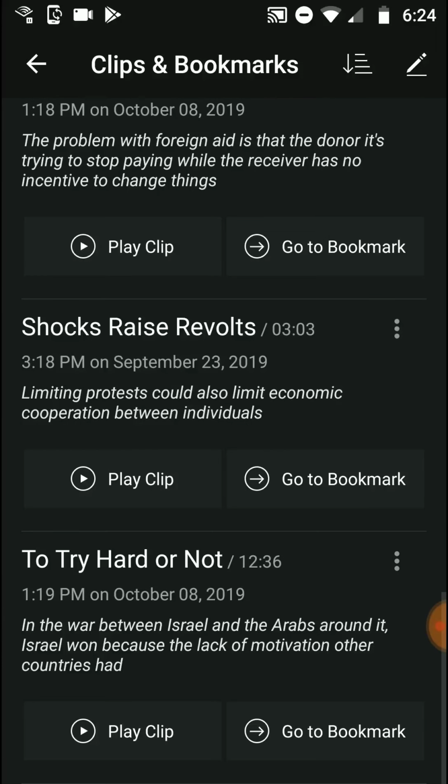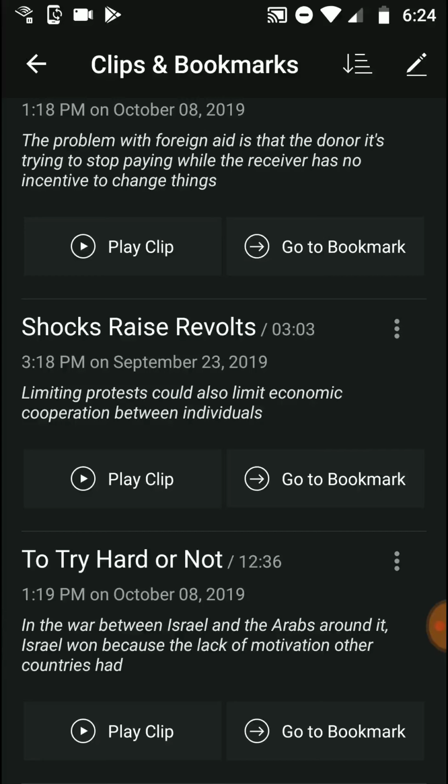Limiting protest could also limit economic cooperation between individuals, because the way you limit protest is usually by limiting free speech and limiting movement, and by that it's inevitable that you will limit cooperation and economic cooperation between people.